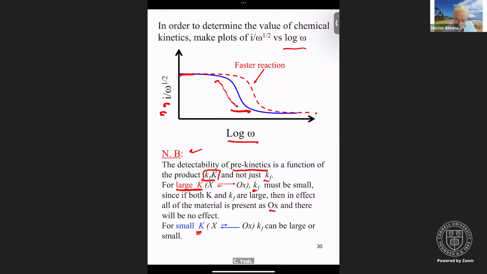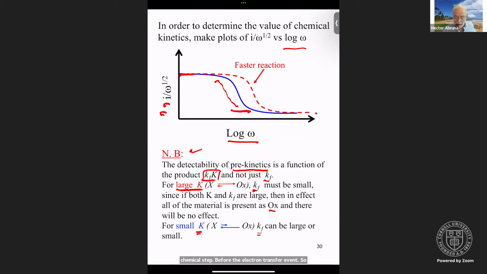If the equilibrium constant K is small, then Kf can be large or small, because then only a fraction of the material has been converted to ox. And so these are things that we need to keep in mind when we're trying to employ this approach to look at coupled chemical reactions where we have a preceding chemical step before the electron transfer event.